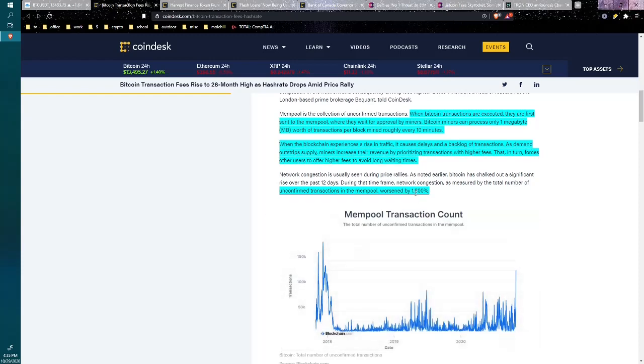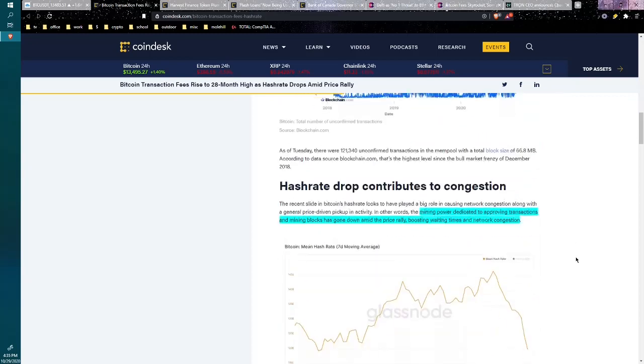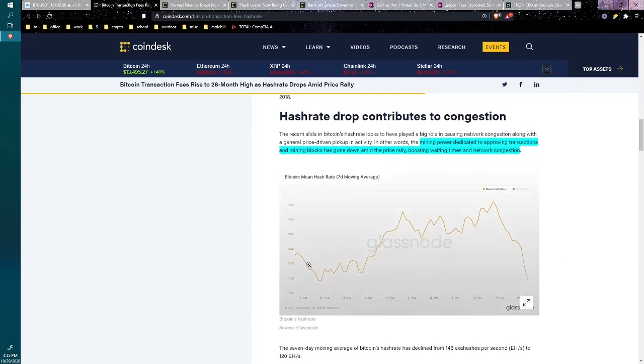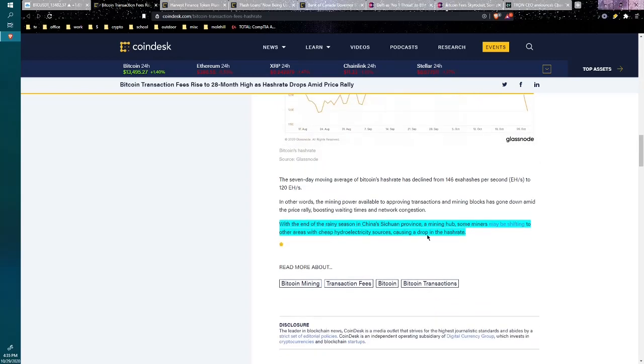So 1,800%. Hash rates drop. Boom, boom, boom, boom. And then bam. This is the highest hash rate that Bitcoin's ever seen. And we dropped a significant portion of that in just a few days. We talked about it from another article, but everyone's saying it's because the Chinese miners are all migrating for the season.